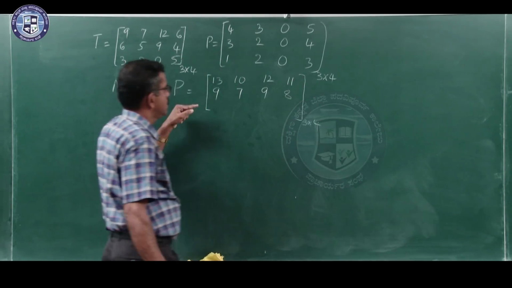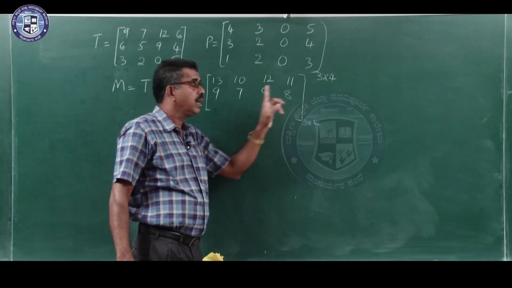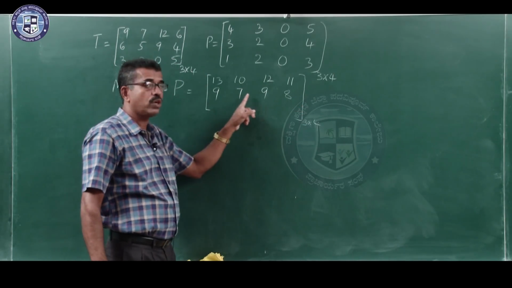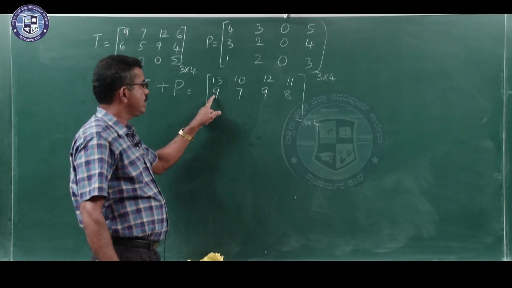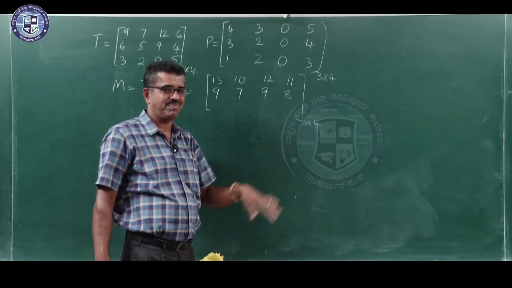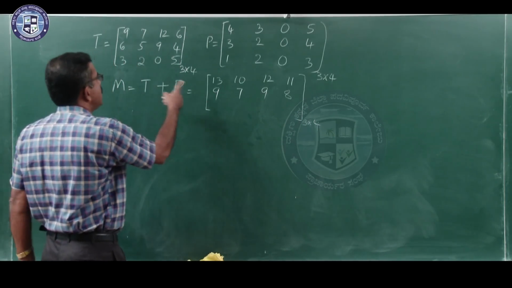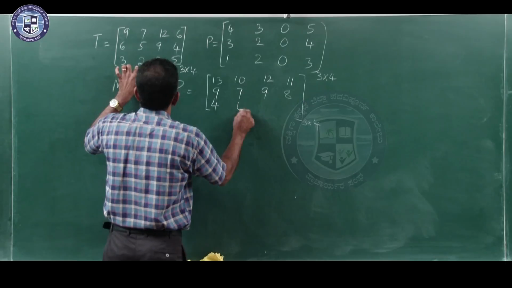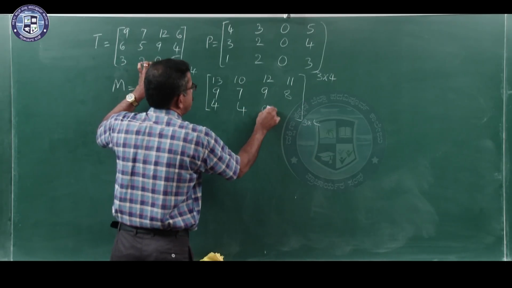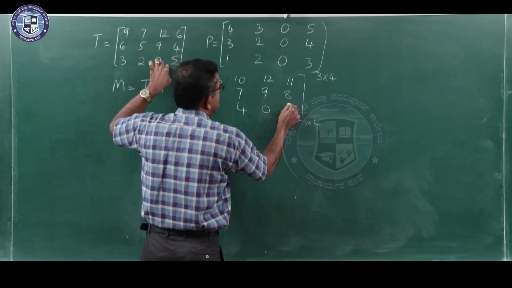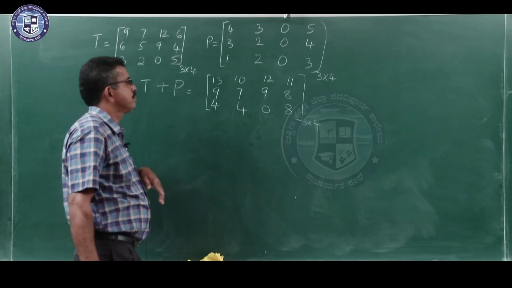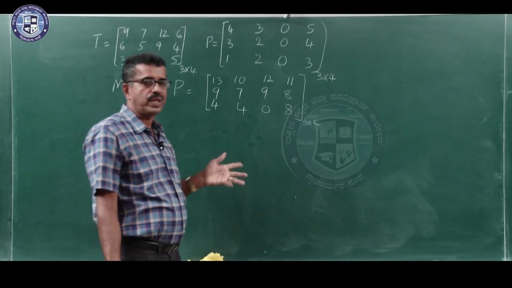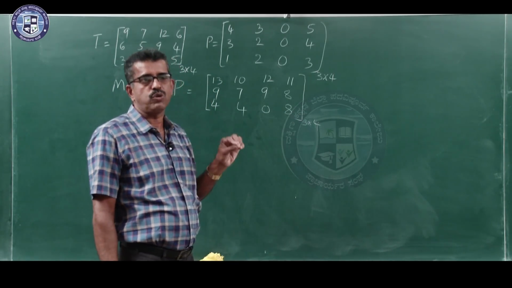It is the marks of the second student in the different subjects: physics, chemistry, maths, biology. Now third one, 3 plus 1, 4. 2 plus 2, 4. 0 plus 0, 0. 5 plus 3, 8. Okay, so that is the case. I hope all of you understood.